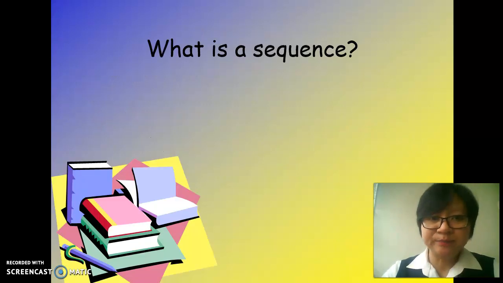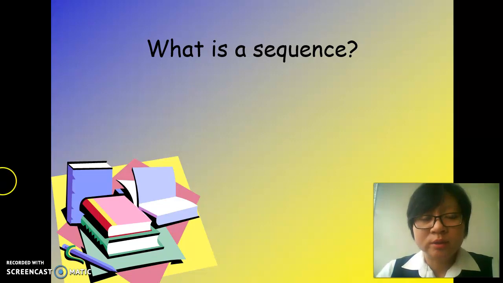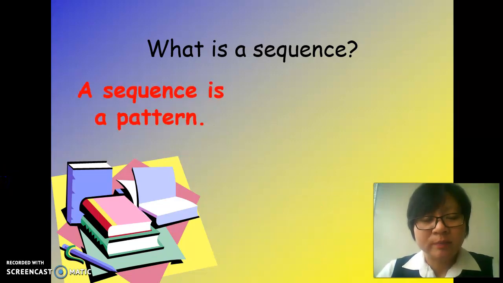Let's start the lesson. What is a sequence? A sequence is a pattern. The pattern has certain rule, the pattern has certain order. In mathematics, we are going to use numbers. So sometimes we call it number pattern or number sequence.